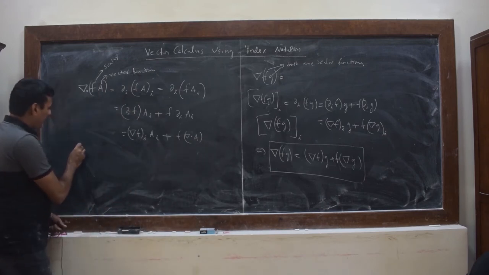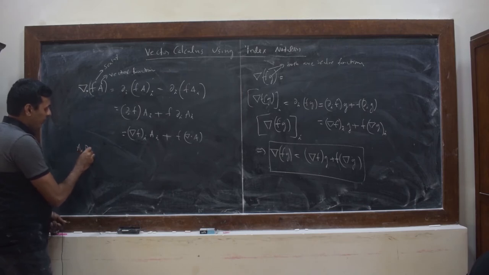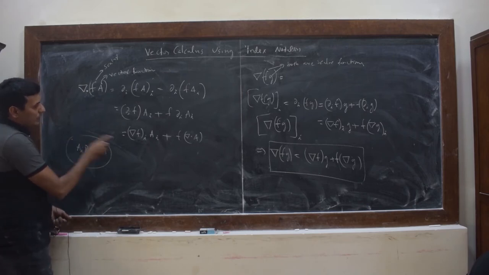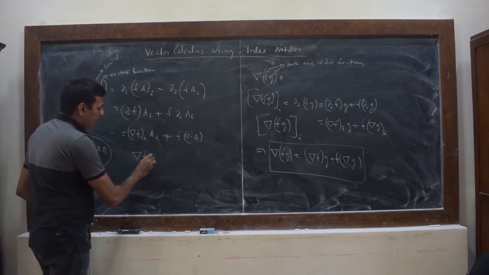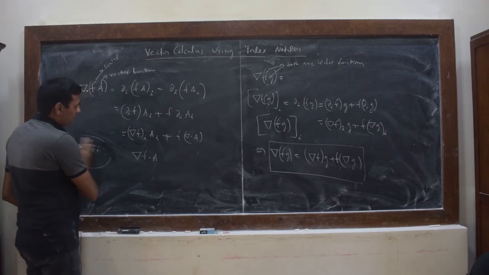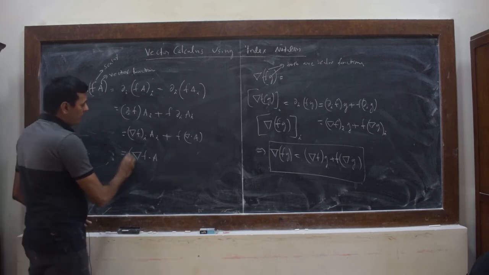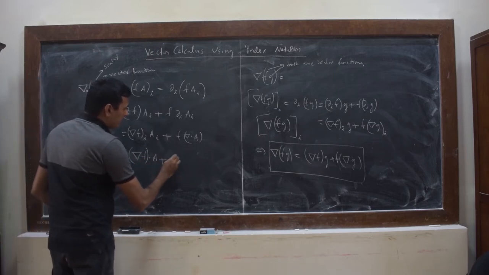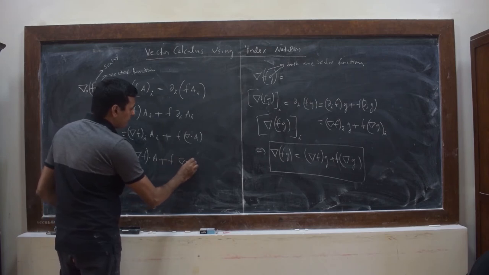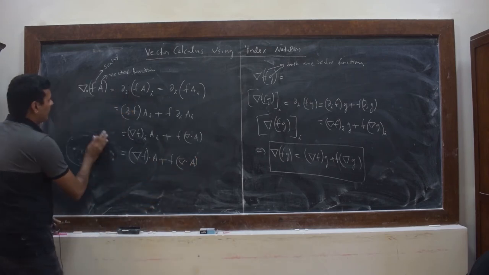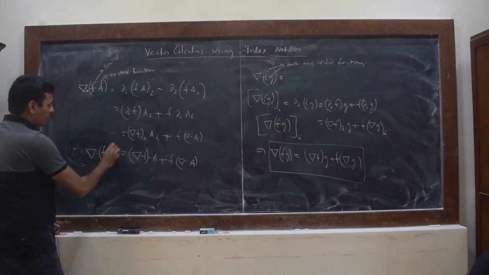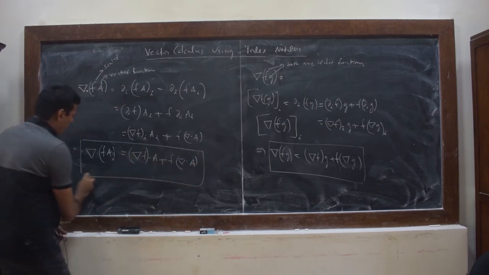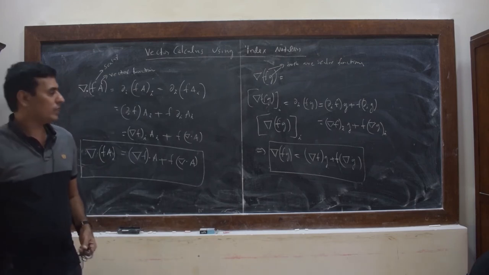So we know that a_i b_i is a dot b, right? So del_i f a_i is actually del f dot a. So this is equal to del f dot a plus f into del dot a. So this is actually del dot of f a.